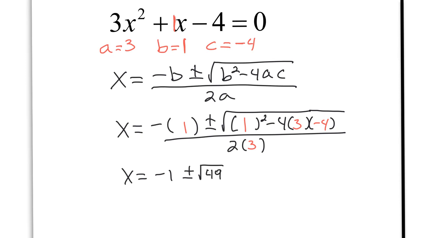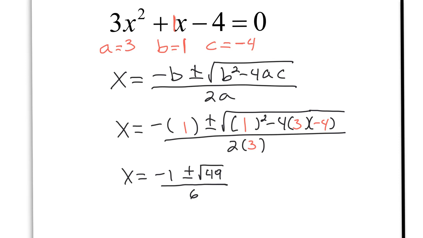Now let's talk about that discriminant for a second. The discriminant is 49, the number inside, once again, inside of the radical, it is positive. So when the discriminant is positive, that means we have two real solutions. We're going to have two different answers. But let's go ahead and finish the bottom of the fraction. Everything is divided by 6. 2 times 3 is 6.